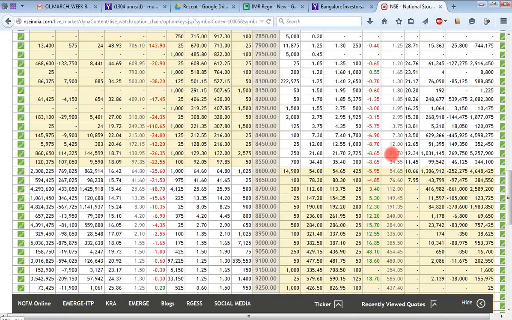Or don't do any of that drama, just sell the 8700 call on Monday and just ride it to expiry. You'll probably end up making quite a bit of the full amount. All right. So that's the analysis from the options chain for Nifty.